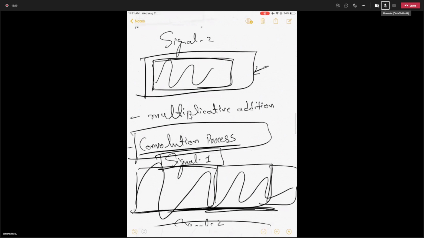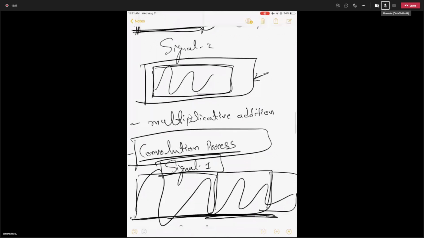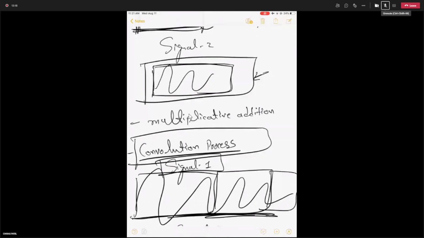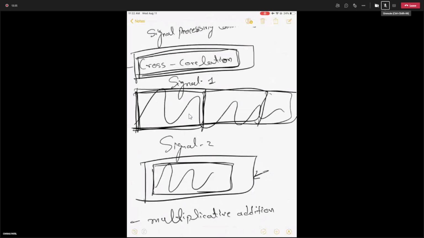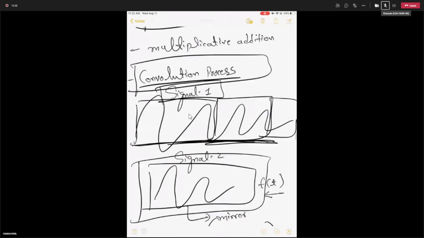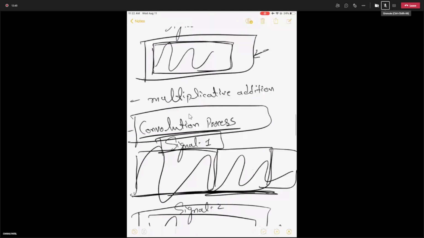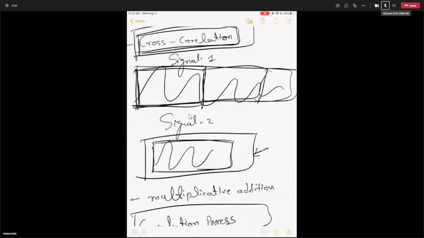It's like, sir, convolution is a process between two signals, while correlation is on a single signal. Correlation is between only one signal, I mean, an operation on a single signal. In both the figures, I drew two signals, in cross correlation and convolution. Both are processes between two signals. It's not correlation, it means cross correlation.